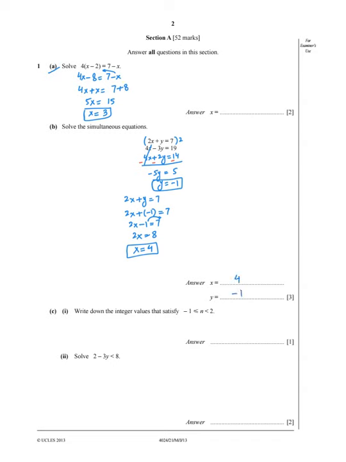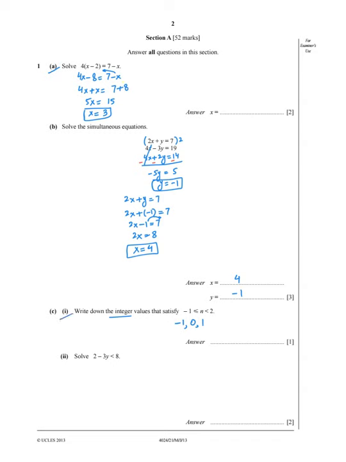In part C, write down the integer value that satisfies minus 1 less than or equal to n and less than 2. So it says integer value, that means no decimal values are included here. So it should be minus 1, 0 and 1. We cannot include 2 because we have a sign only less than, not less than or equal to.